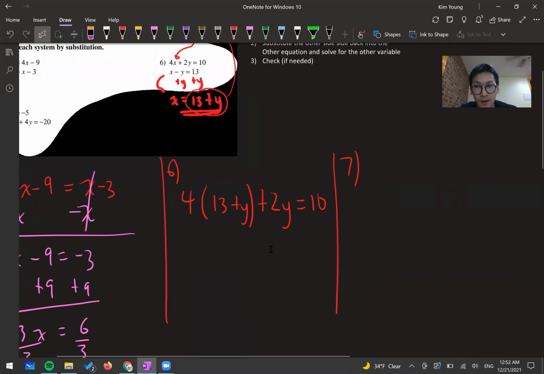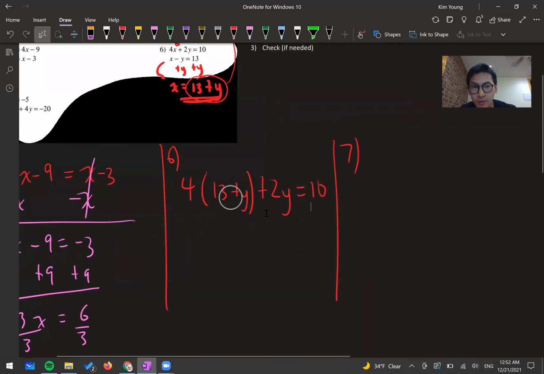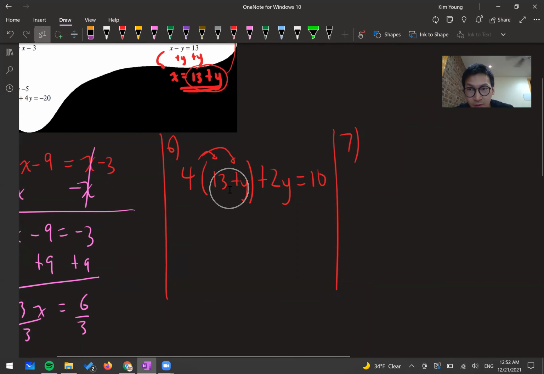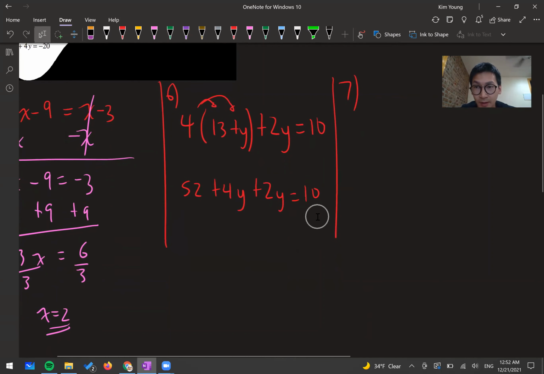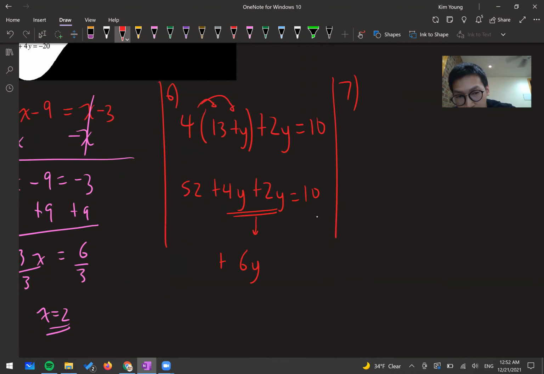And then look, one unknown, one equation, right? And you can just solve for y now, right? But here you have to distribute. So we're going to distribute the 4 into the parentheses, each term in the parentheses. That's going to be 52 plus 4y plus 2y is equal to 10. And combine like terms, the 4y and the 2y, that's going to be 6y.